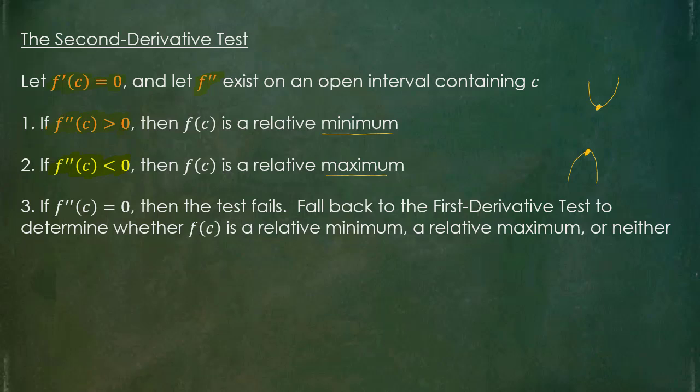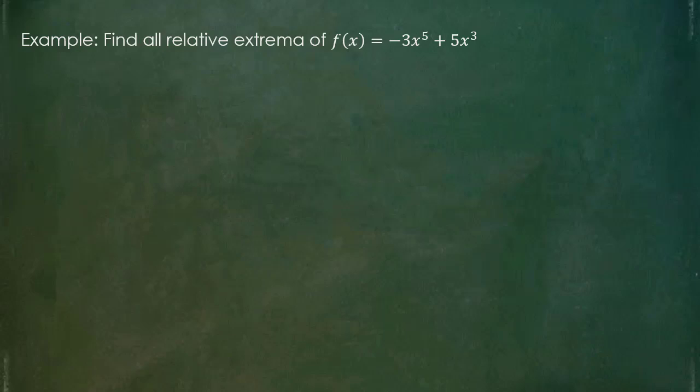Now, if you end up getting that the second derivative equals 0, then this test actually fails, so we would fall back to our first derivative test that we've already learned, where I would look for any switch in increasing to decreasing or vice versa to determine whether it's a relative minimum or relative maximum. So the second derivative test can be somewhat of a shortcut when you actually get a number that's not equal to 0, but when it does equal 0, then you have to go back and try the other test to determine whether you have a max or a min. So let's go ahead and try out an example.